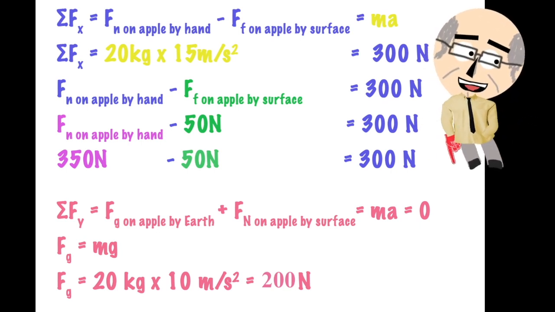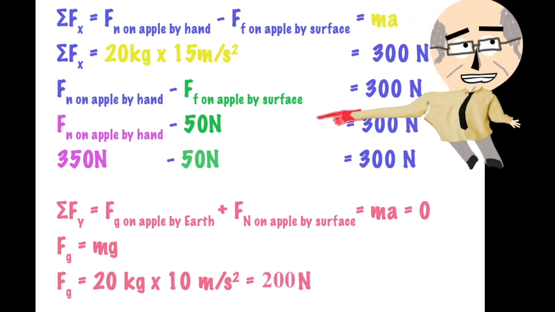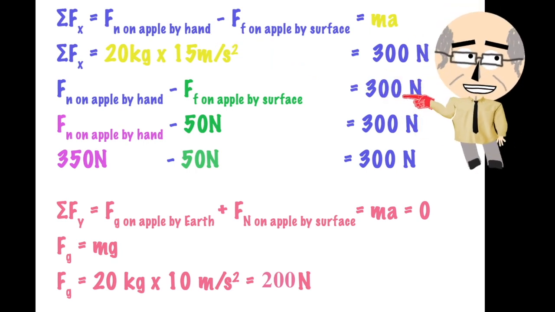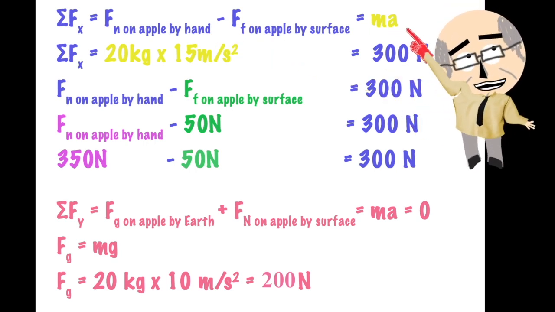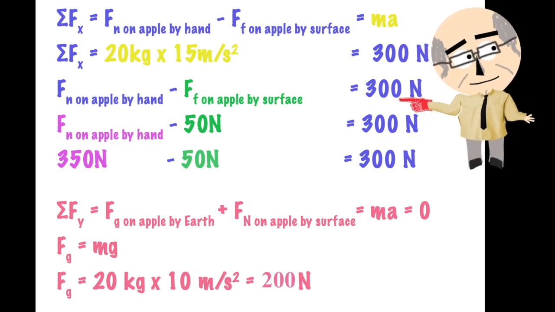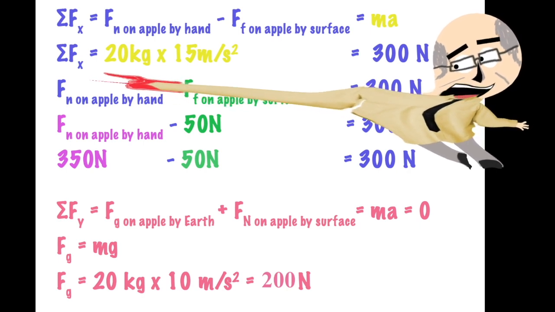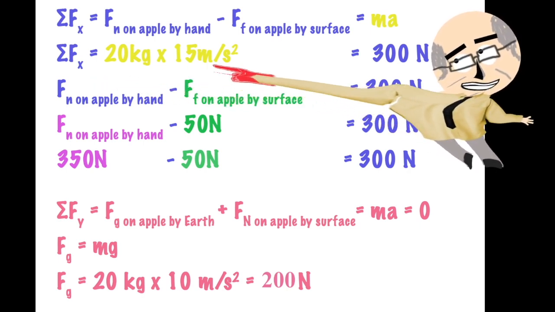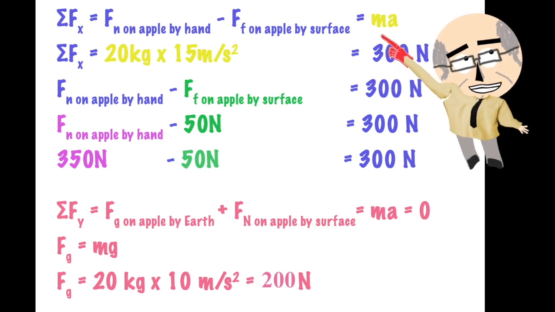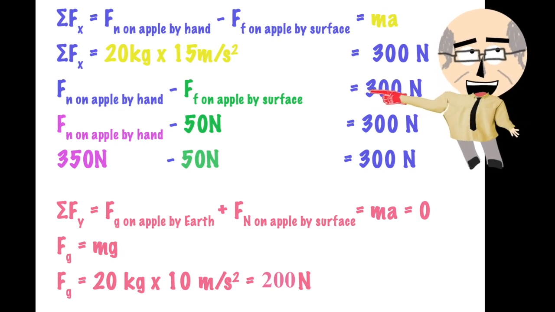Now, the horizontal forces are Fn on apple by hand minus Ff on apple by surface, which is the same as before because we have the same situation except that it's accelerating. And now this is equal to mass times acceleration, but it's not equal to 0 since acceleration is not 0. Now, Fx, the horizontal forces, is equal to 20 kilograms times 15 meters per second squared, because this is ma. M is the 20 kilograms, and A is the 15 meters per second squared. And this is equal to 300 newtons just because of math.